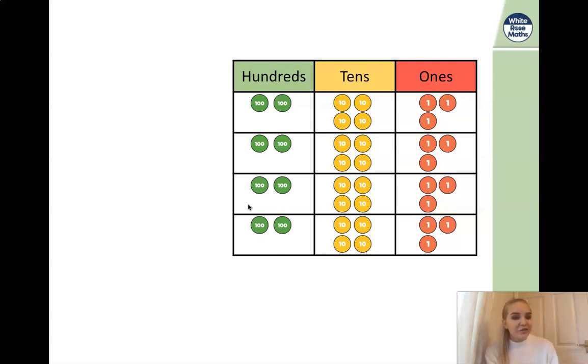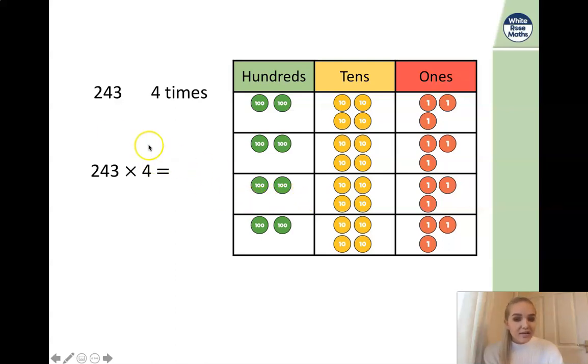Okay, so we can see that we've got 2 hundreds, 4 tens and 3 ones, which is the same as 243. So that is my 3-digit number. I can see down the side here that I have 4 rows, which means that I am going to multiply this number by 4.